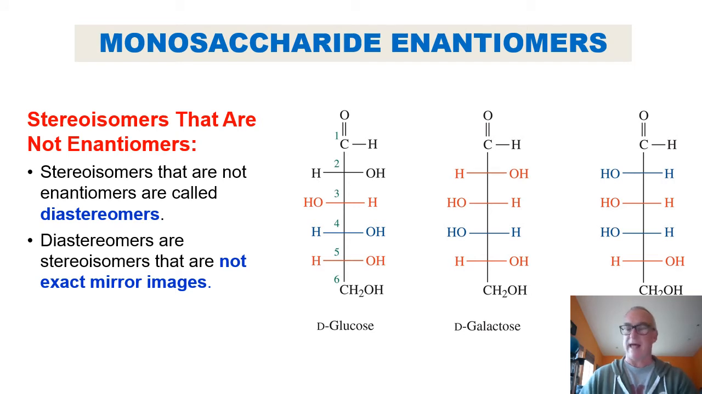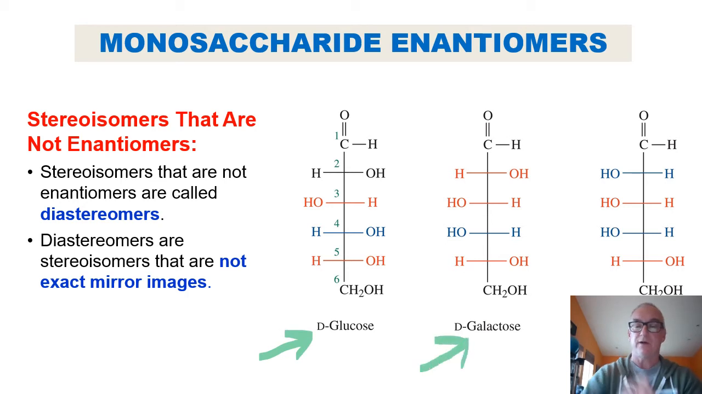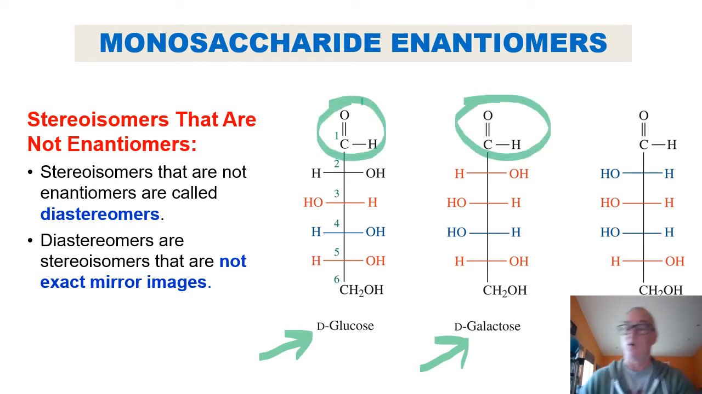So let's look at some other ways we could arrange the hydroxyl groups on a monosaccharide. So this is glucose. This is galactose. You've probably heard of galactose. So we look at glucose and galactose, and we can see they both have aldehyde groups. So they're both aldoses. So far, so good. They both have 6 carbons. So they're both hexoses. They're both aldohexoses.